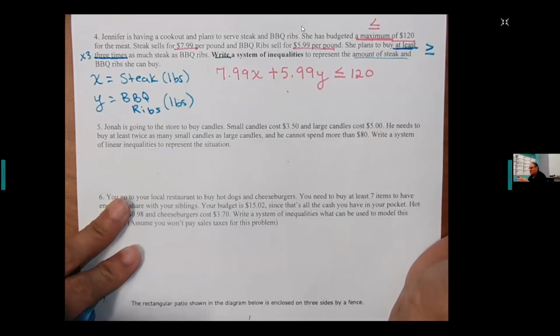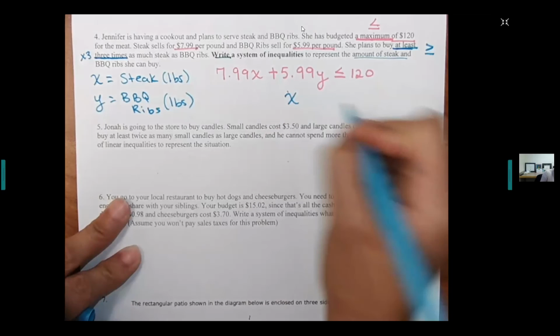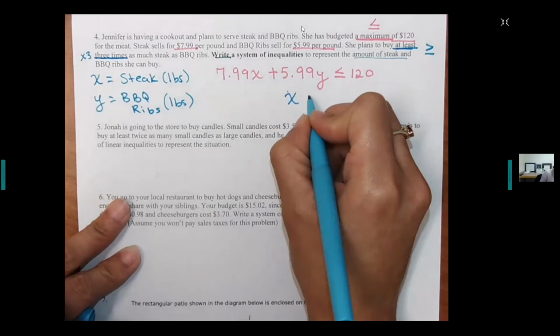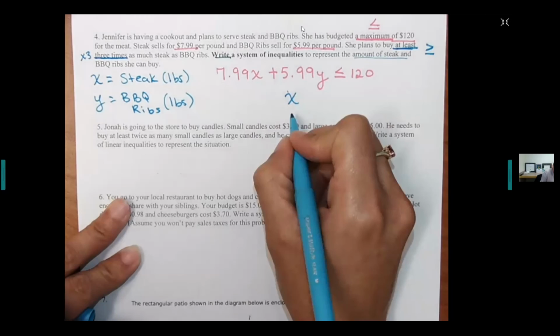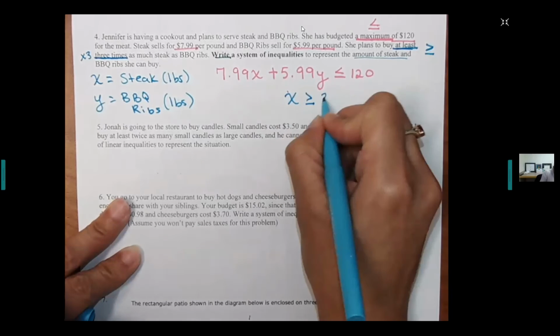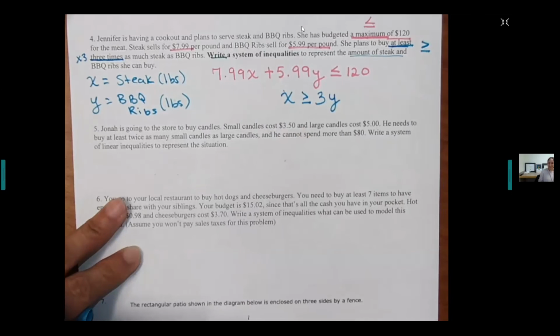So we need our sentence to balance out. All right, so steak stands alone. So we got X is going to be greater than or equal to 3Y. So 3 times the barbecue ribs would equal the X, right? 3Y. Right. So then our final inequality here would be X is greater than or equal to 3Y.